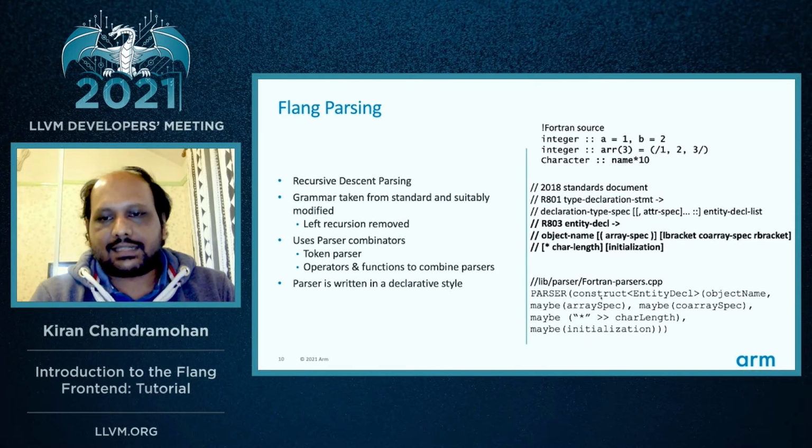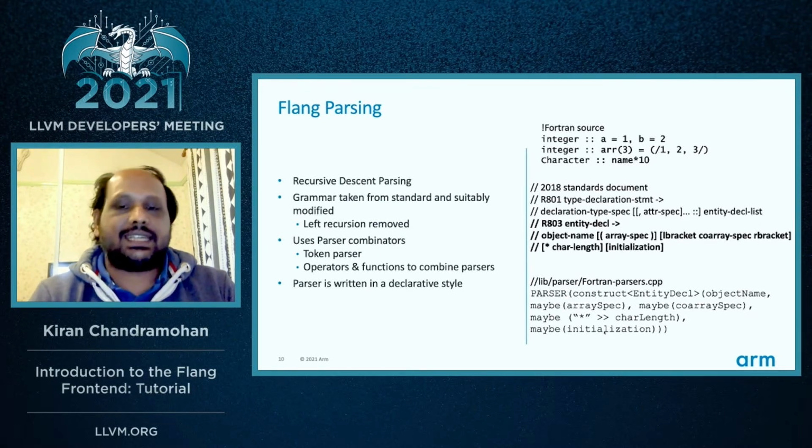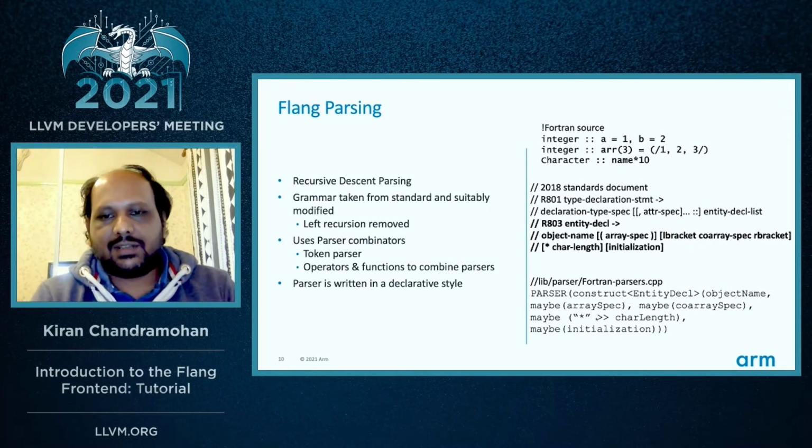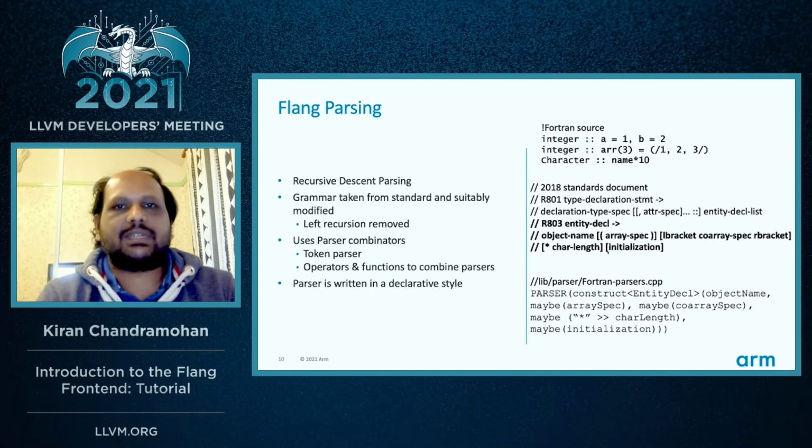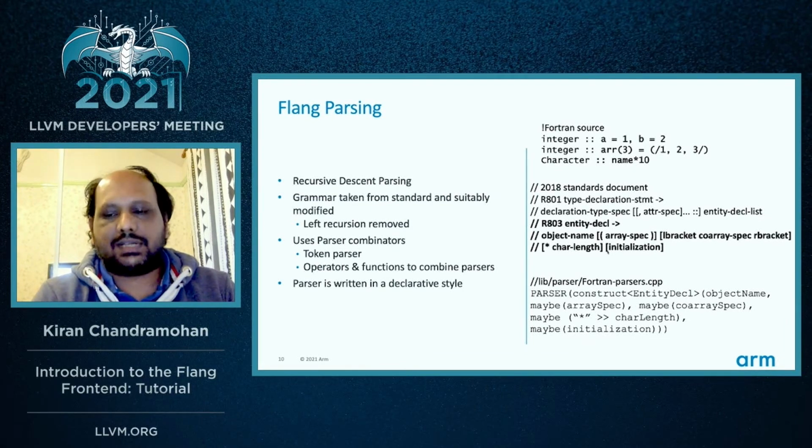So the parser is constructed for an entity declaration by parsing an object name, followed maybe by an array spec, maybe by a coarray spec, maybe followed by a star and a character length, and maybe followed by an initialization. So we can see that the parser looks mostly similar to the way the grammar is written. So the hope is that this will help even non-specialists to write parsers.